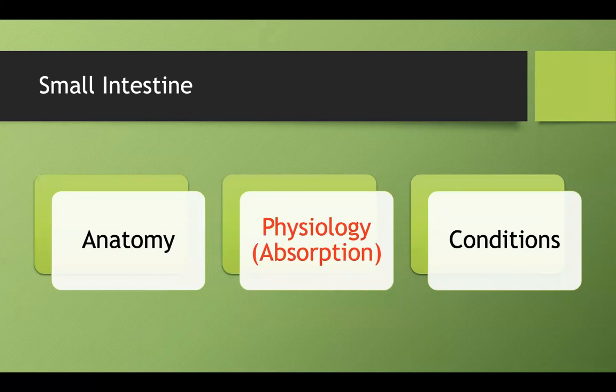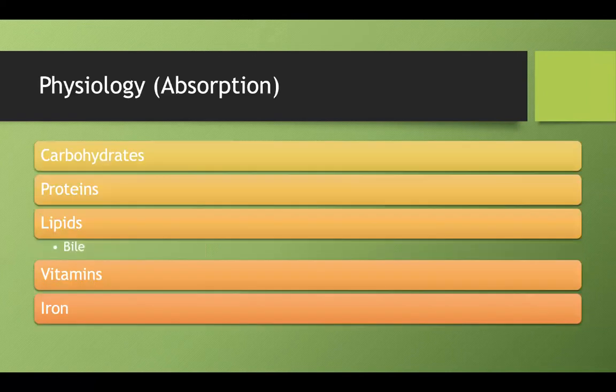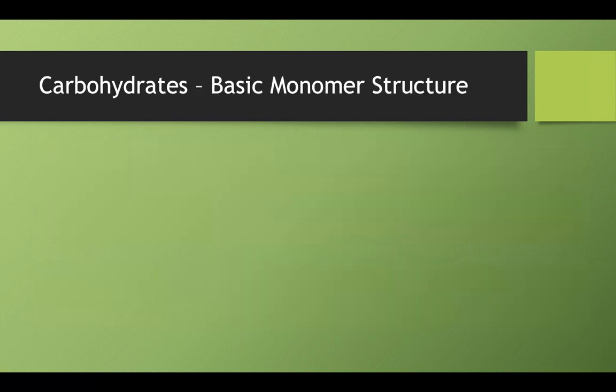We can talk about physiology, and specifically with the small intestine, it's all about absorption. So we're going to go over how different macromolecules get absorbed in our GI tract. So let's start with carbohydrates.